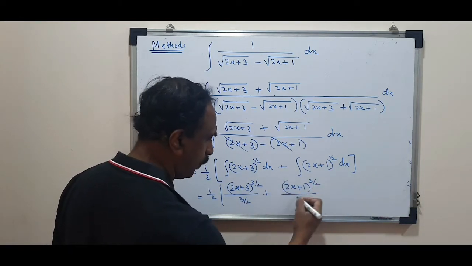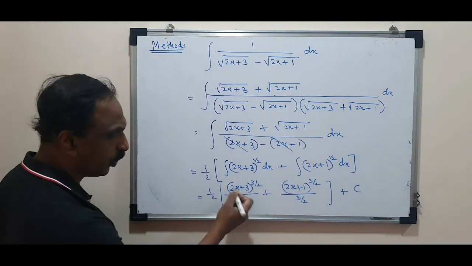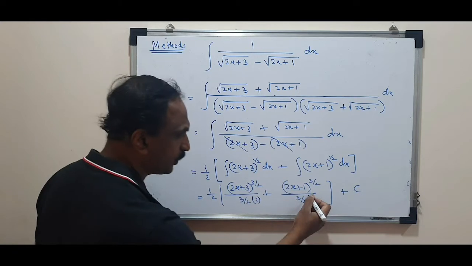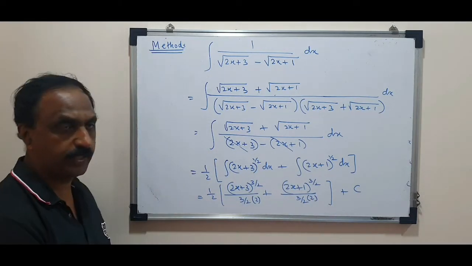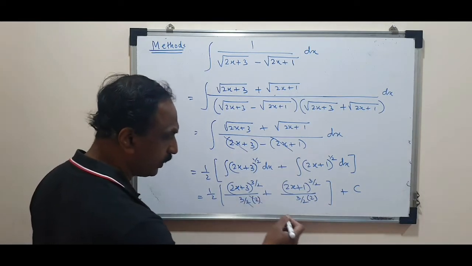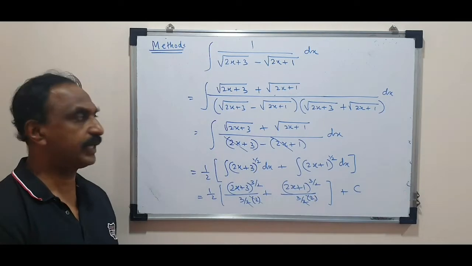plus 2x plus 1 raised to 3 by 2 upon 3 by 2. I forgot something. Can you tell me what did I forget? The coefficient of x. This is one which you are likely to forget. So you need to divide by the coefficient of x, and hence this 2 and this 2 will get cancelled. You can take 3 common and write your final answer.